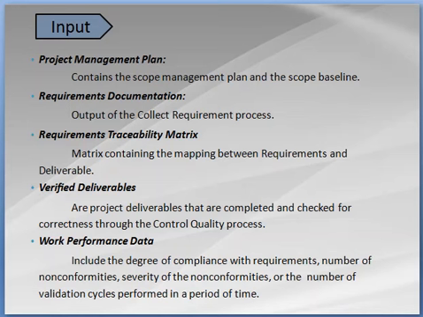Now, a detailed look at the inputs. The project management plan contains the scope management plan and the scope baseline. Requirement documentation comes from the output of the requirement process. Requirement traceability matrix is the matrix that contains the mapping between requirements and the deliverables. Verified deliverables are the project deliverables that are completed and checked for correctness through the quality control process.